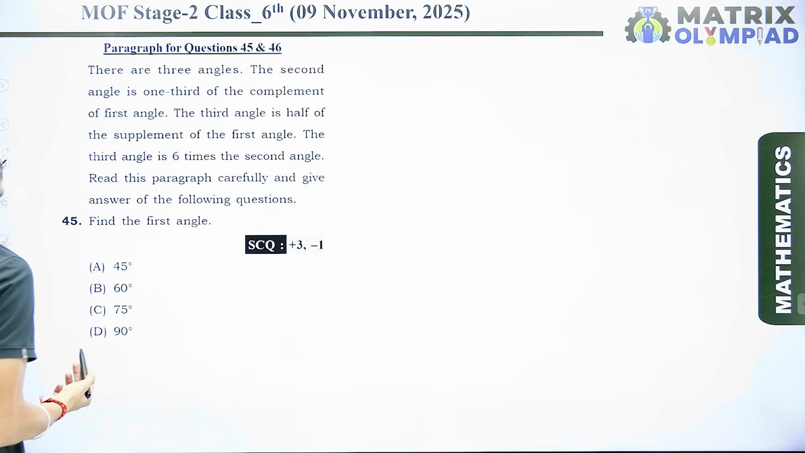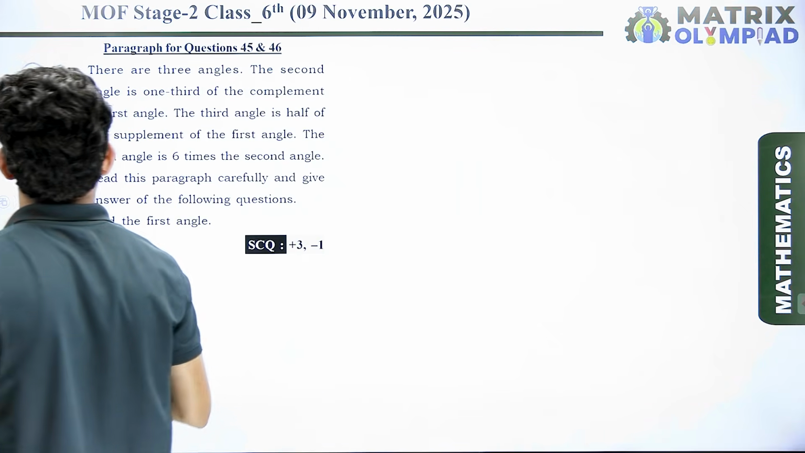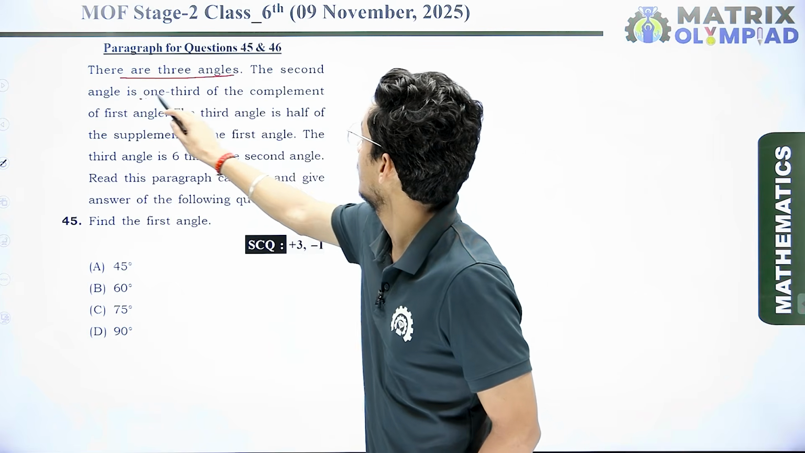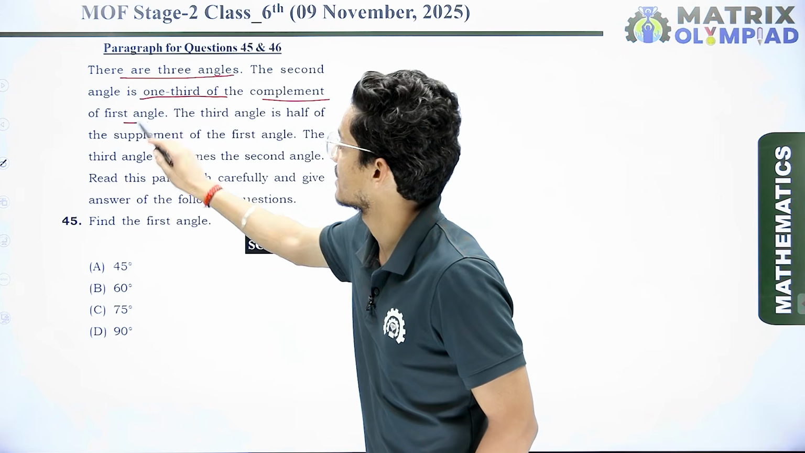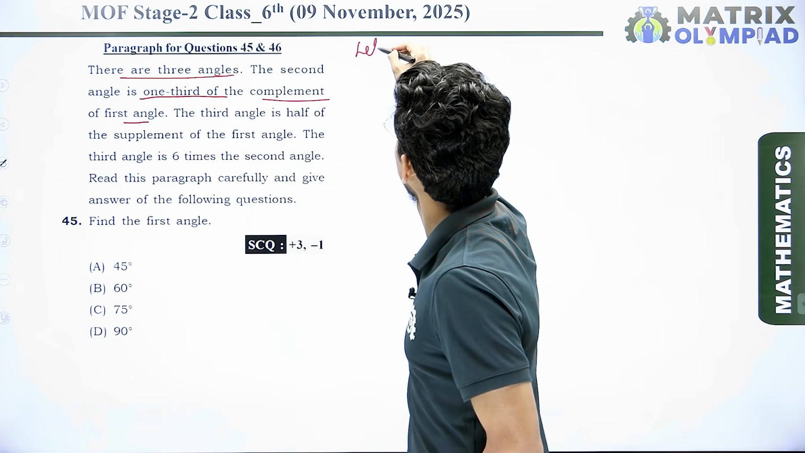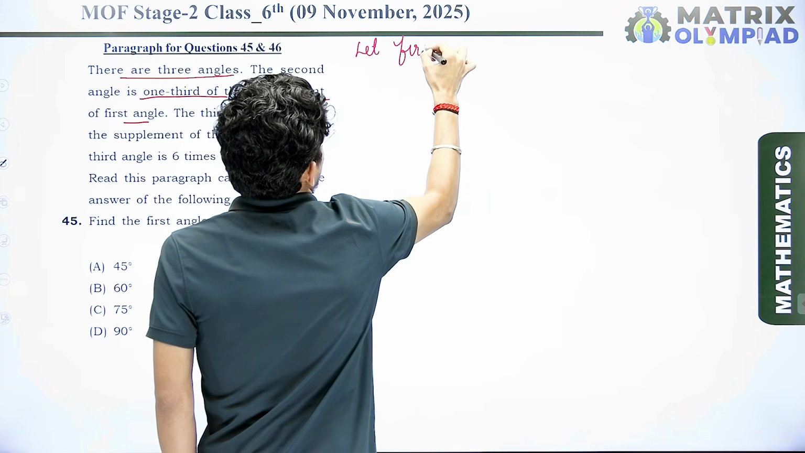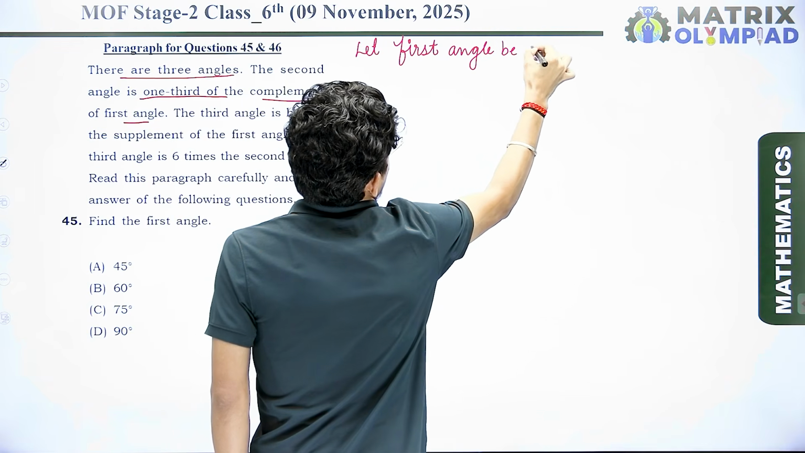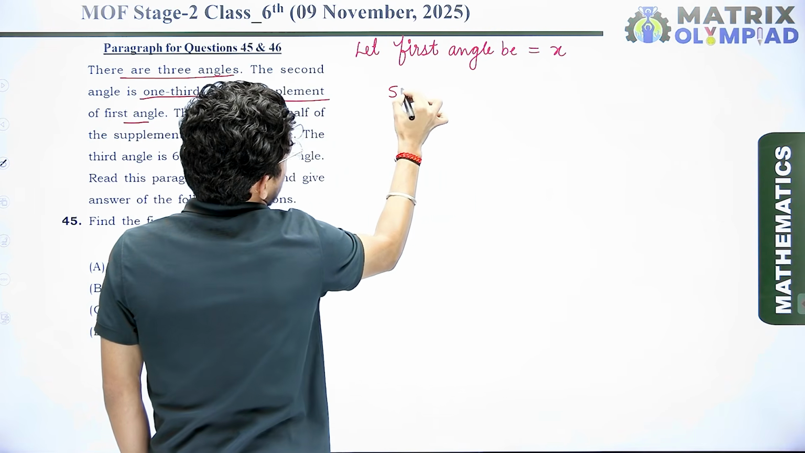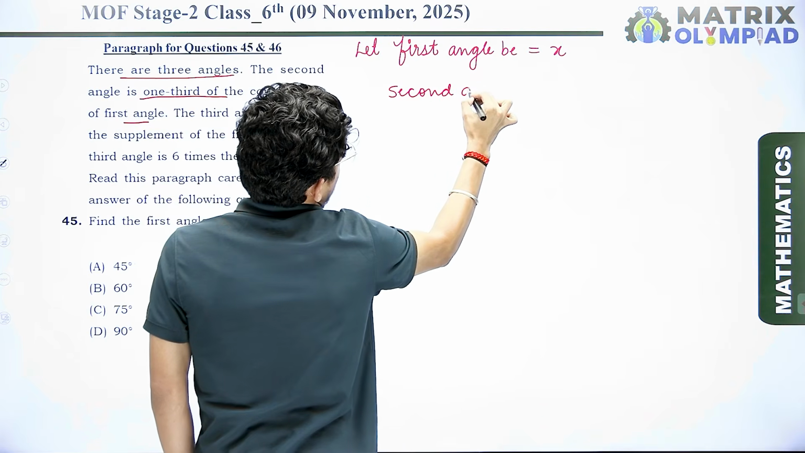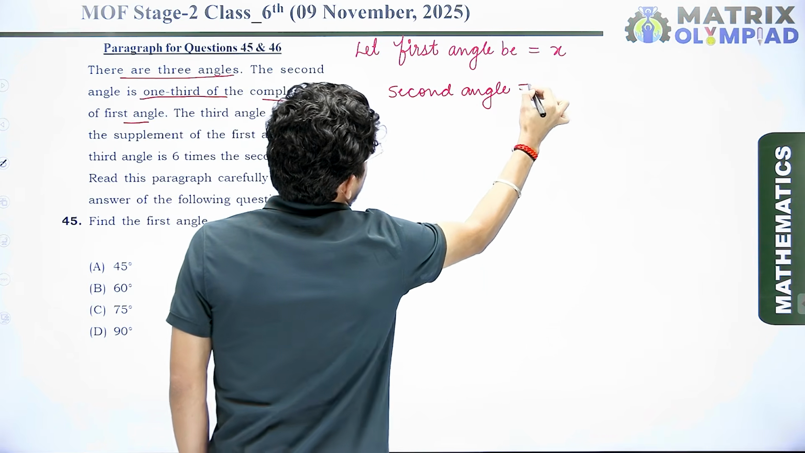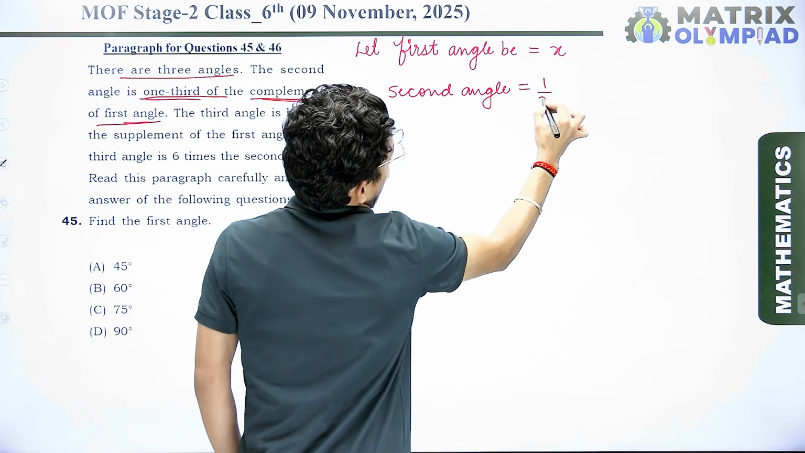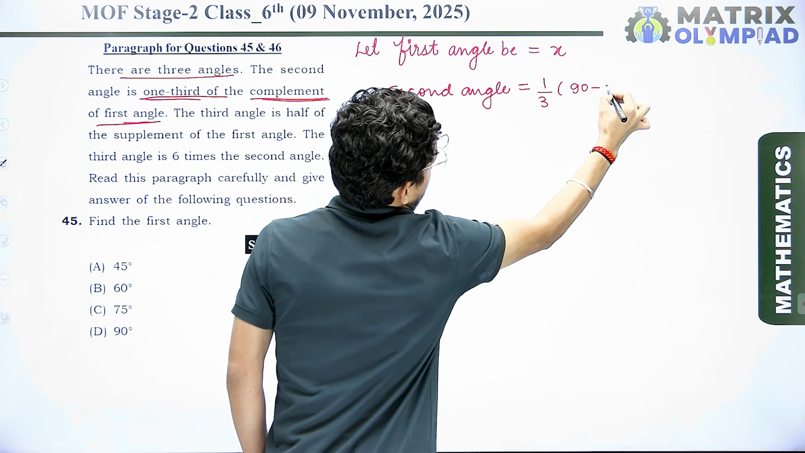So now the next question, which is based on a paragraph. The paragraph is, there are 3 angles. The second angle is 1/3 of the complement of the first angle. So let the first angle be x. The second angle is 1/3 of the complement of the first angle.